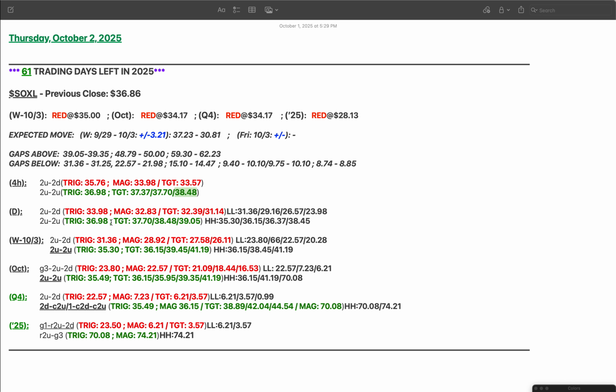So if we go back and look at the day triggers and targets, we would have the 2 up, 2 down, triggering at 33.98 with a magnitude of 32.83, extended targets of 32.39 and 31.14. To the upside, we would have that 2 up, 2 up continuation, triggering at 36.98, targeting 37.70, 38.48, and 39.05. Okay, so from the week perspective, we already looked at the week chart earlier on in this video.